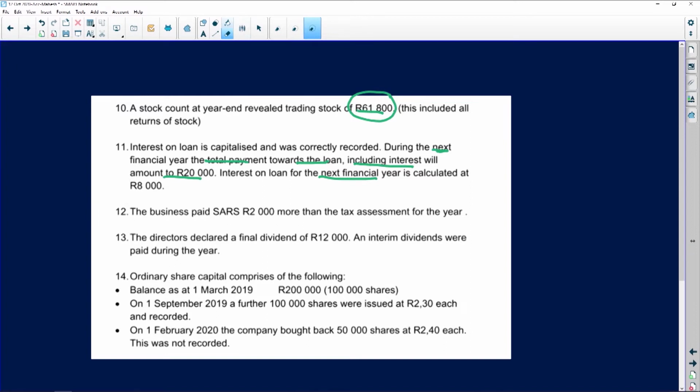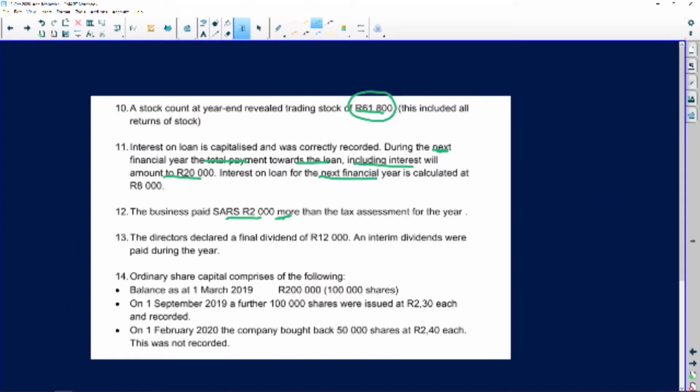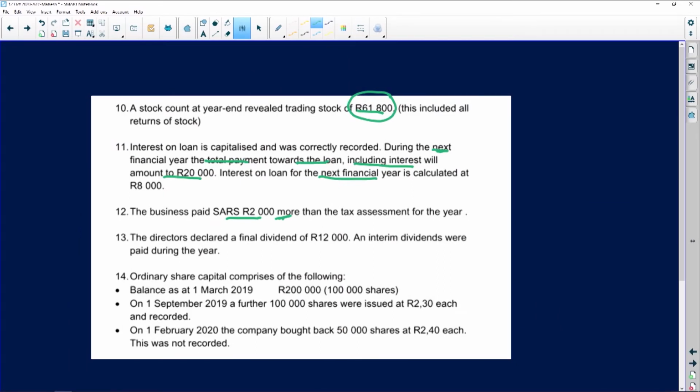The business paid, let's just get a pen out quickly. The business paid SARS 2,000 Rand more than the tax assessment for the year. Right, so let's read that one more time and let's go a bit slowly. The business paid SARS 2,000 Rand more than the tax assessment for the year. Okay, now what do we do with this information?